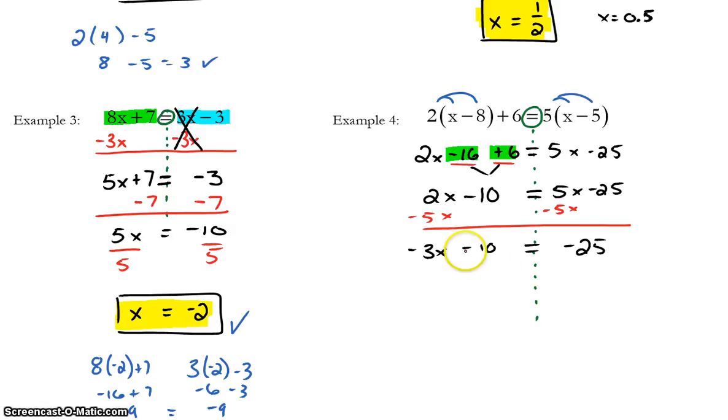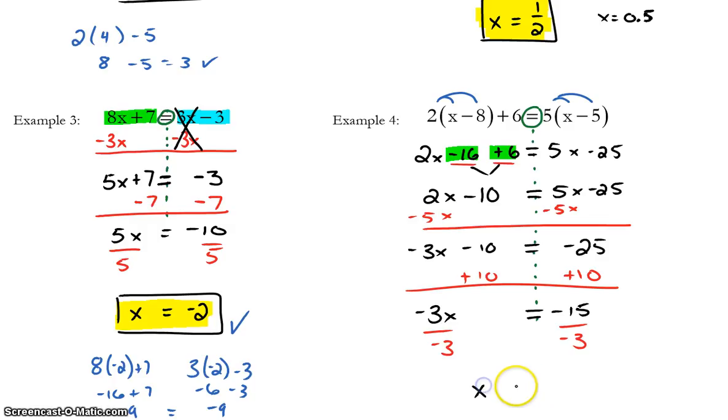Still 2 steps left. I'm multiplying by negative 3, but I'm subtracting 10. Get rid of the minus 10 first by adding 10 to both sides. Negative 3x equals negative 15. And finally, divide both sides by negative 3. Make sure you remember your rules for dividing by negatives. Negative divided by negative is positive. 15 divided by 3 is 5. There's our final answer.